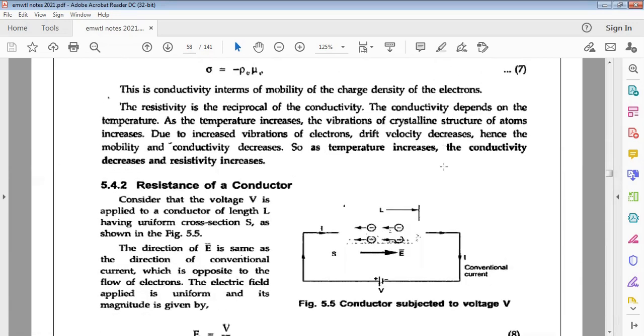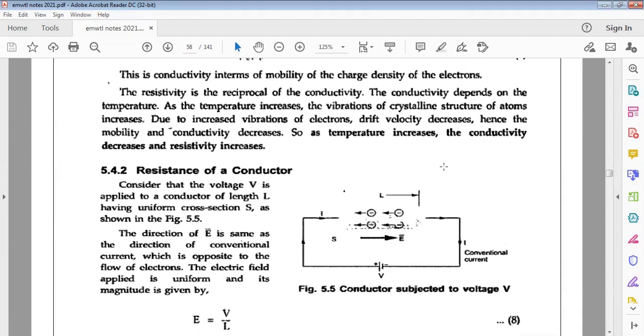Now, to find the resistance of a conductor, consider a voltage V. The current is in one direction and the flow of electrons is in the opposite direction. The E bar is in another direction. Let us consider a conductor, my dear students, just like this.